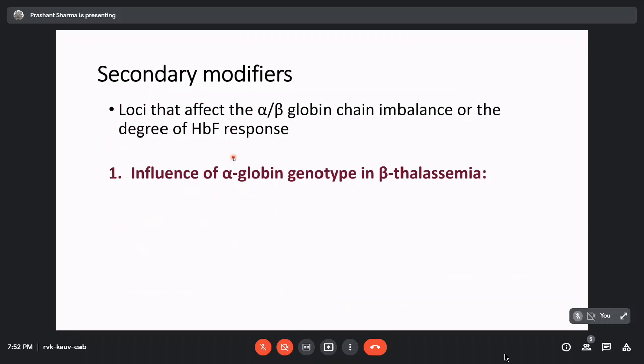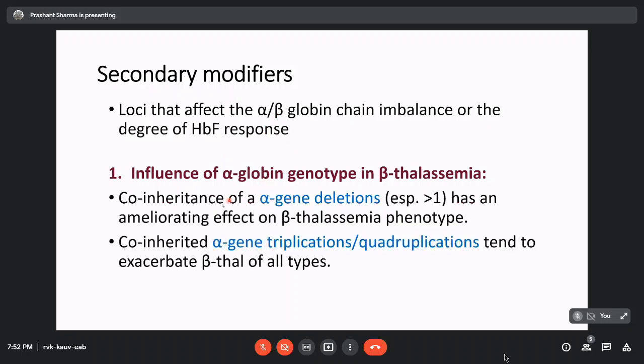Moving on to secondary modifiers. Now these are loci that affect the alpha to beta globin chain imbalance or the degree of HbF response. So in a way the degree of HbF response is also influencing the alpha beta globin chain imbalance because it's providing an alternative to the beta chain. But starting first with the alpha globin genotype, it's been noticed that those patients with beta thalassemia major or transfusion dependent thalassemia who co-inherit alpha gene deletions, especially if they get more than one, have an ameliorating effect on their phenotype, which means that they get better.